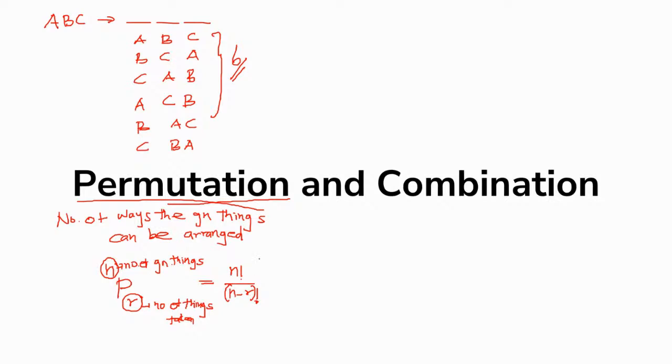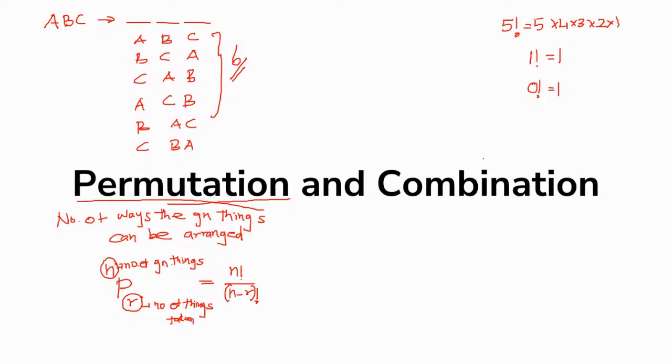I hope you know what a factorial is. For example, if I ask for the value of 5 factorial, how do you calculate it? 5 factorial is 5 into 4 into 3 into 2 into 1. That is how it is calculated. The value of 1 factorial is always 1, and the value of 0 factorial is also 1.